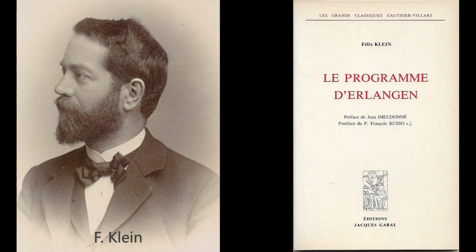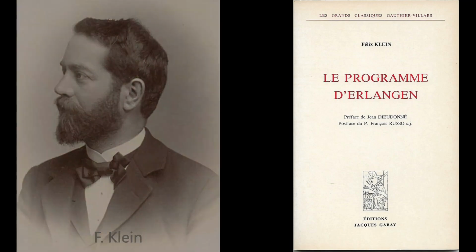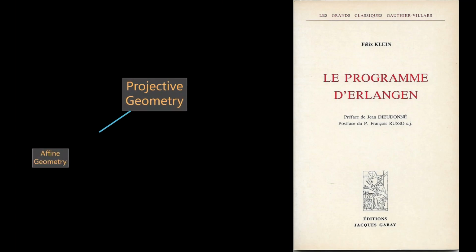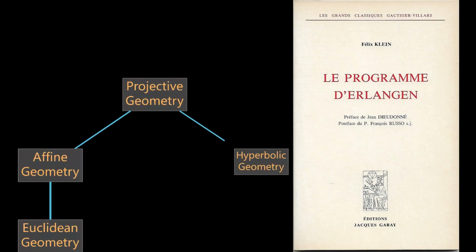In 1872, the German mathematician Felix Klein published the Erlangen program, a milestone in the history of science that ushered in the era of modern mathematics and physics. In his program, Klein proposed a method for classifying different branches of geometry based on the study of invariants under various transformations. This concept established a unifying framework for projective geometry, affine geometry, Euclidean geometry, and hyperbolic geometry.